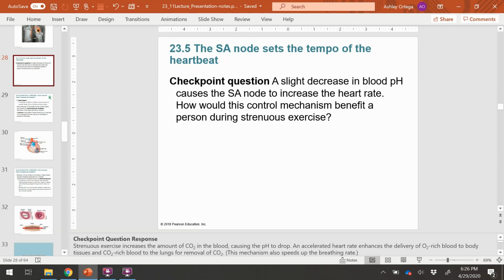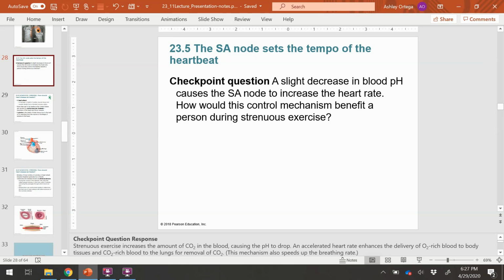This is going to be because strenuous exercise increases the amount of carbon dioxide in the blood. So if you remember from last section, I believe, we looked at how in gas exchange and breathing, carbon dioxide, when added to blood, causes the pH to drop. And so as the heart rate accelerates, that will enhance the delivery of oxygen to body tissues. And so that removes carbon dioxide quicker as well. And so this also speeds up the breathing rate. And so that's how a slight decrease in blood pH causes the SA node to increase the heart rate.